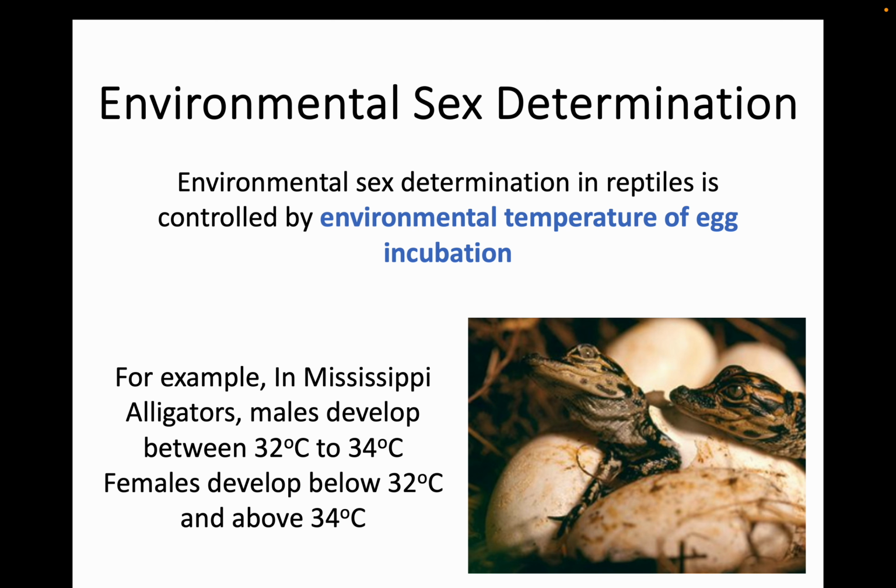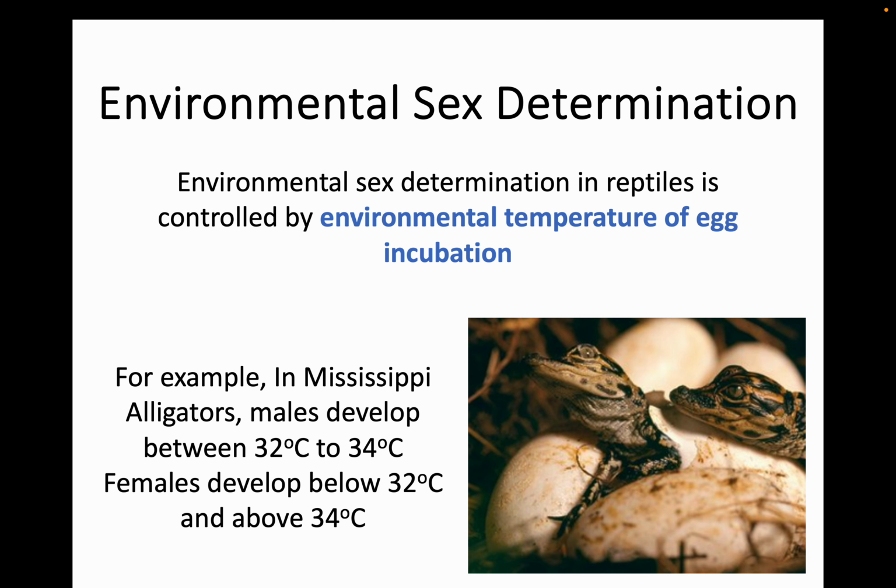So depending on what temperature is in the environment, the offspring within that egg are going to either be born male or female. So there's an example here of alligators, that if the temperature is between 32 and 34 degrees Celsius, then the alligators will be male. However, if the temperature is below 32 degrees Celsius or above 34 degrees Celsius, then they are going to be female.